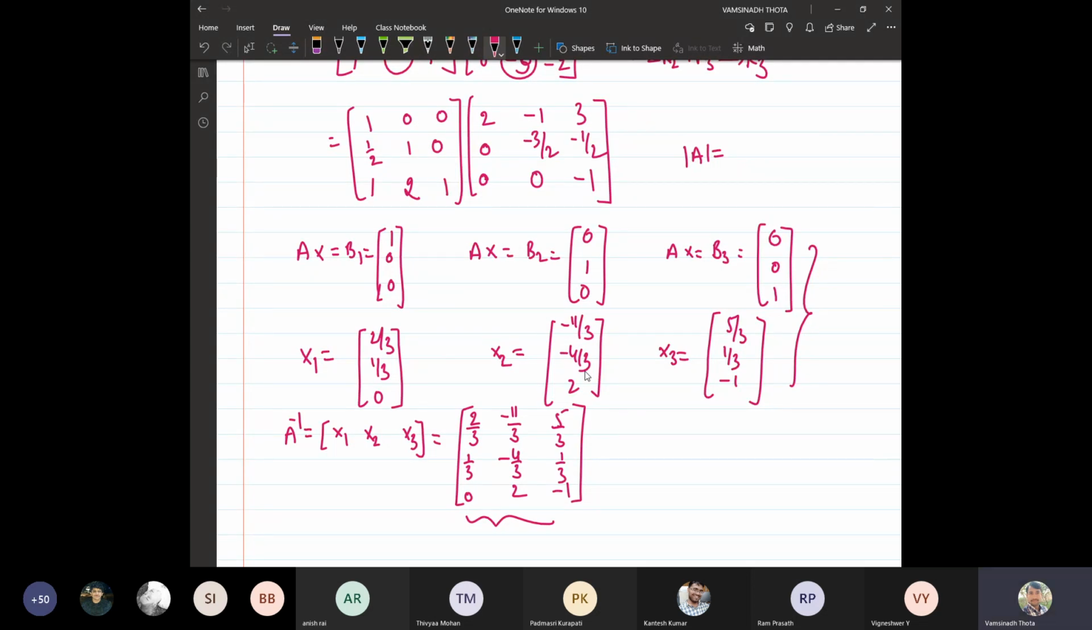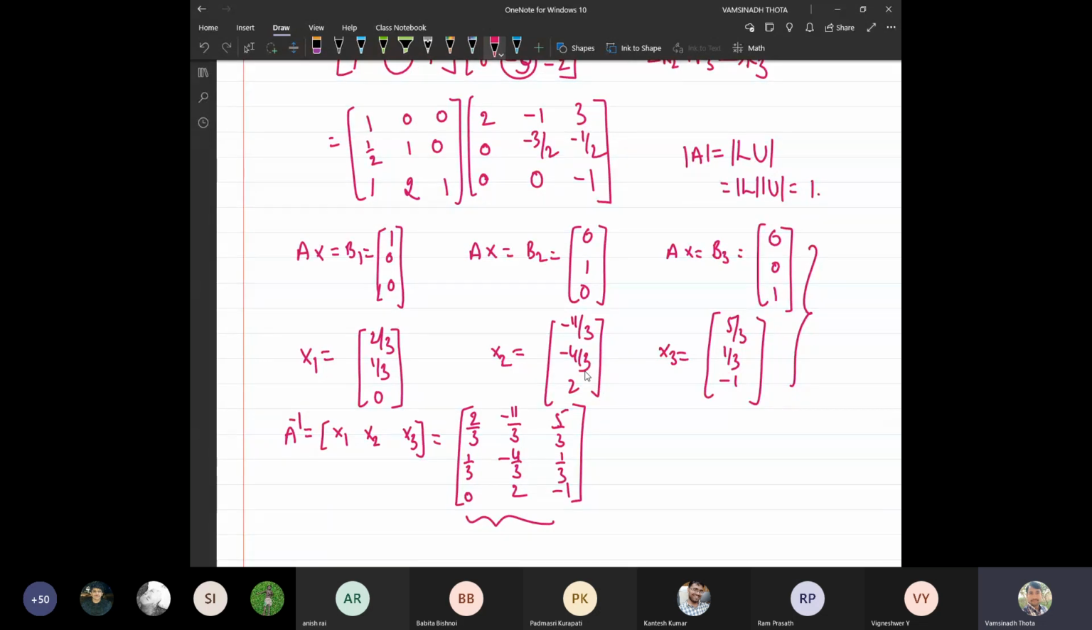Can anyone say what's the determinant of A? Determinant of A is determinant of L into determinant of U, since A is nothing but LU. So that is determinant of L into determinant of U. L is a lower triangular matrix. All its principal diagonal elements are 1, and hence the determinant of L is 1.